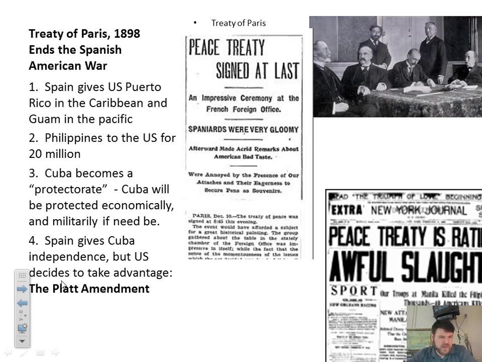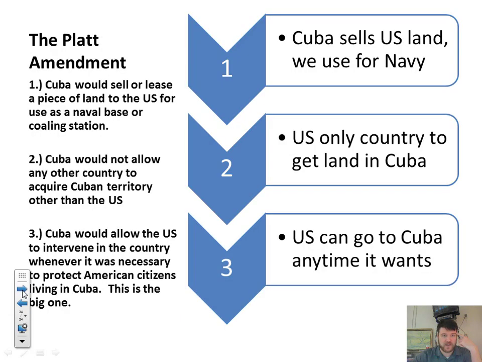And this doesn't really sit well with Cuba. I mean, they don't want to be hovered over or told what to do by the U.S., but that's essentially what happens in Part 4 of the Treaty of Paris, which creates what's called the Platt Amendment. All right, this is the part where the U.S. really takes advantage of Cuba. Let's take a closer look at the Platt Amendment. The Platt Amendment, 1: Cuba is going to sell or lease a piece of land to the United States for use of a naval base or coaling station. We still have this naval base today. It's Guantanamo Bay.